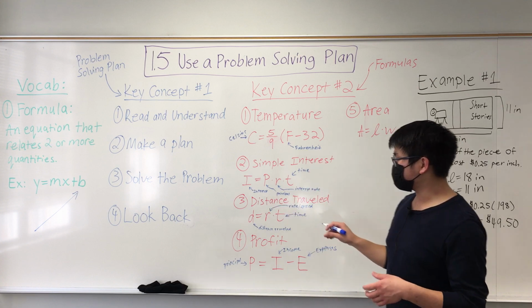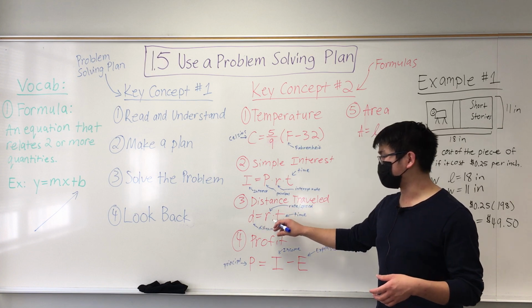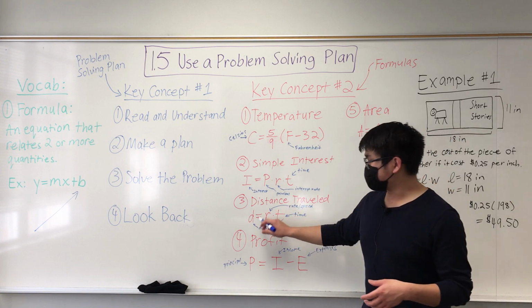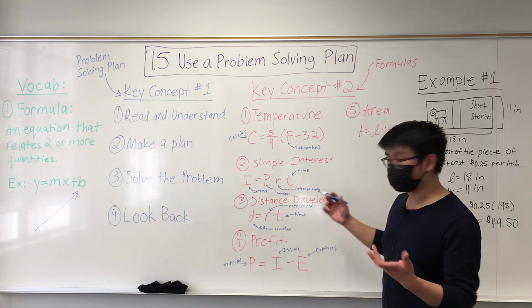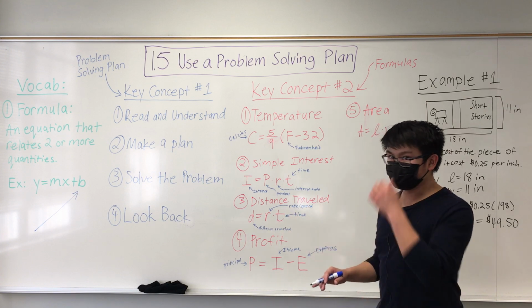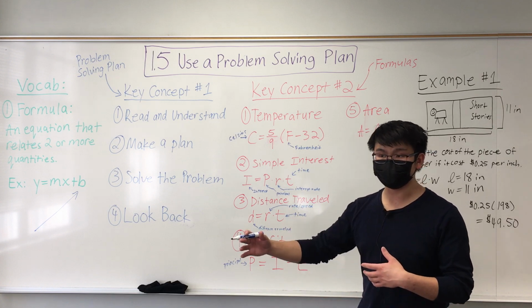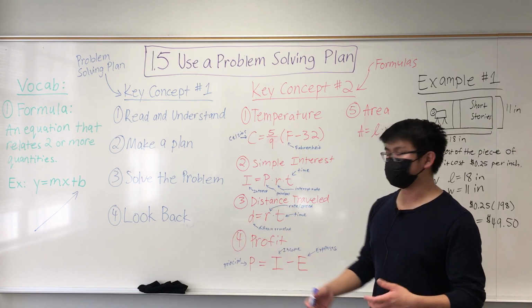The third formula we're going to look at is called distance traveled, right? And the formula is D is equal to R times T. D stands for distance traveled, which is what we're trying to find. R is the rate or speed, and T is for time. So an example problem might be find how fast the train is moving, right? That would be an example.